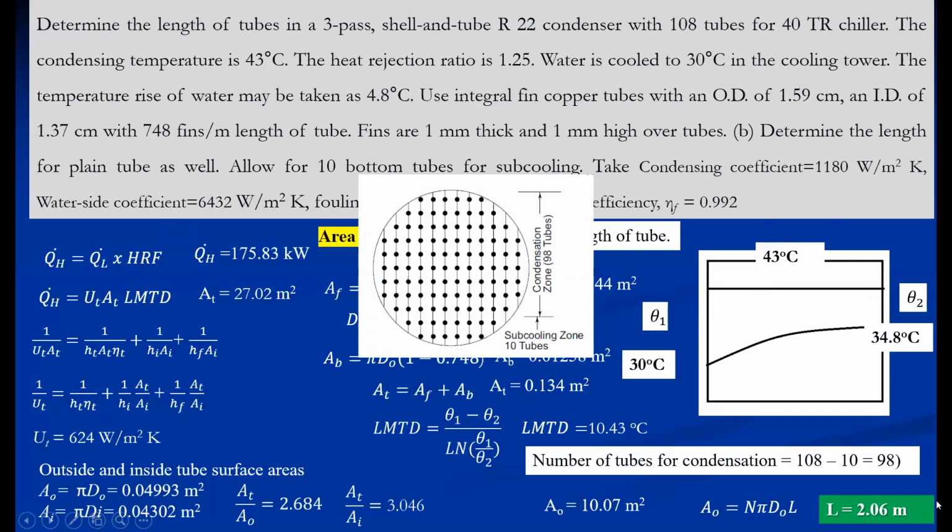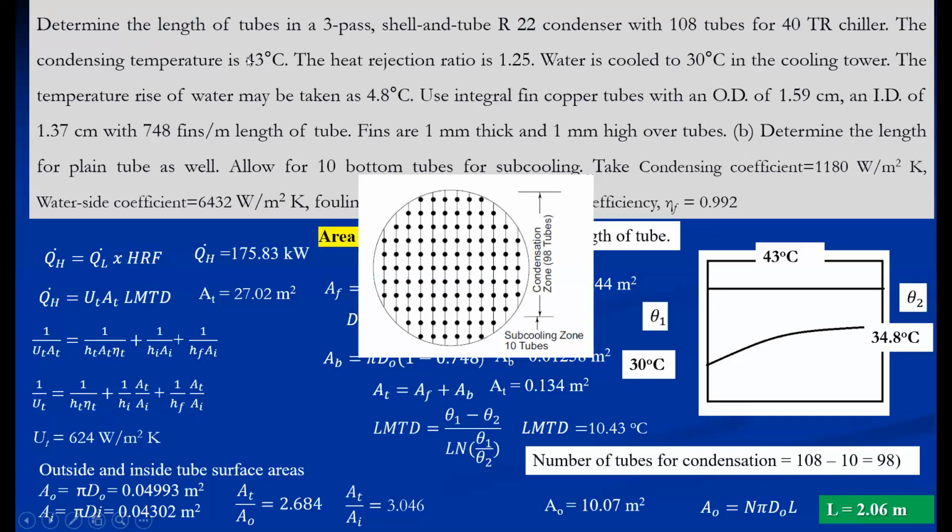So this is the length of the condenser, 2 meter, for all tubes, that is 98 plus 10. But while calculating, most of the students will make a mistake here by considering the number of tubes. We have to consider only the number of tubes for the condensation process, because it is already mentioned allow 10 tubes for subcooling. So it takes into account only condensation tubes. Accordingly, we have calculated the length. I think this is the final answer.